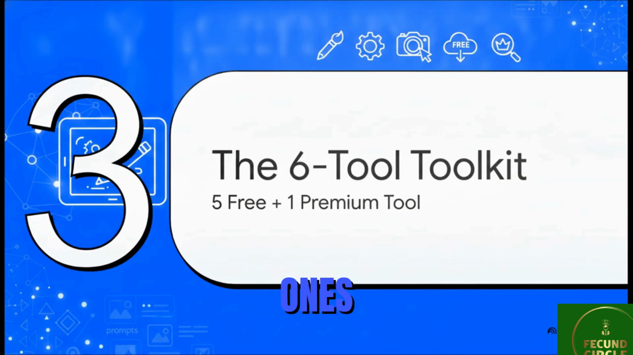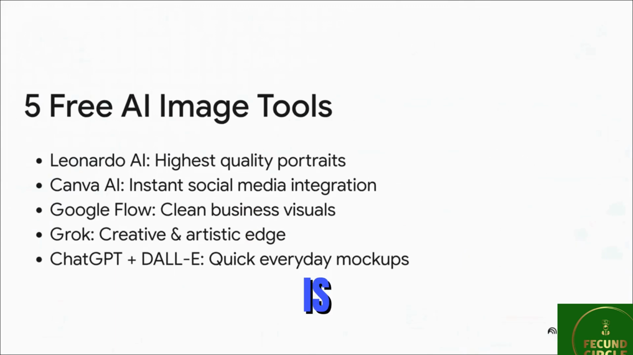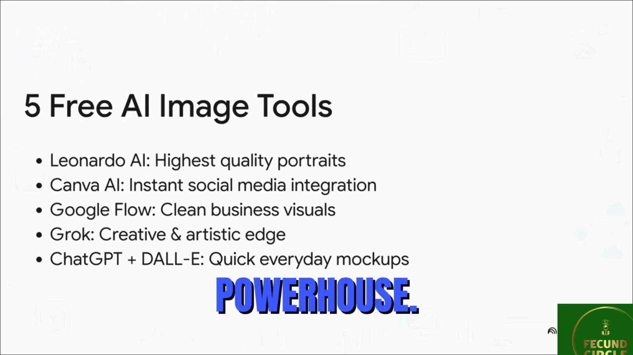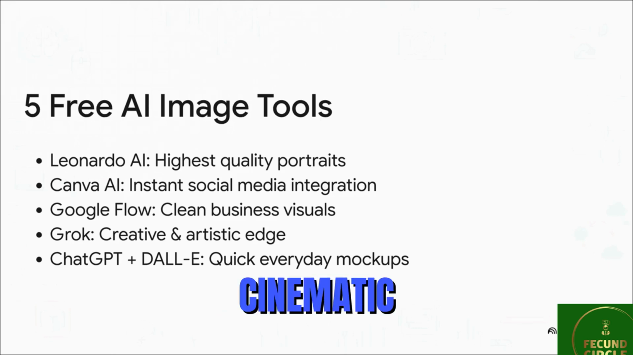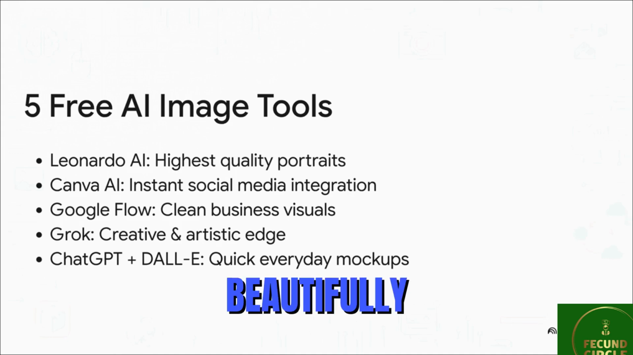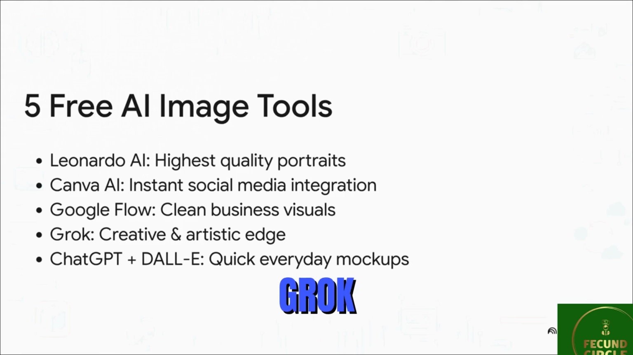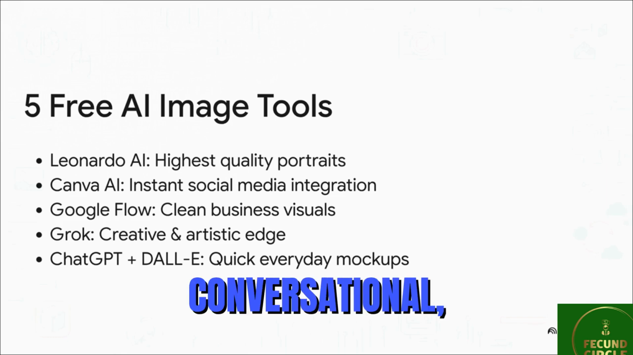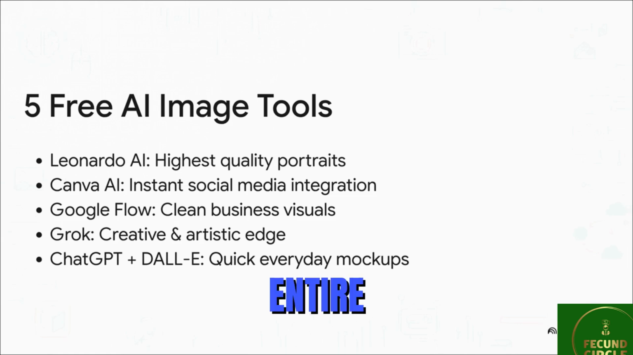All right, Section 3, choosing the right tool. We've got 5 free ones and 1 premium. So here is your free toolkit breakdown. Leonardo AI is your absolute powerhouse. You want to use it for the highest quality portraits and cinematic visuals. Canva AI is perfect for instant social media integration because you generate the image and just drop it right into your design. Google Flow gives you beautifully clean, commercial business visuals. Grok is kind of your wild card for a creative, artistic edge. And ChatGPT with DALL-E, that's your go-to for quick, conversational, everyday mockups. It's like having an entire studio of free tools right at your fingertips.